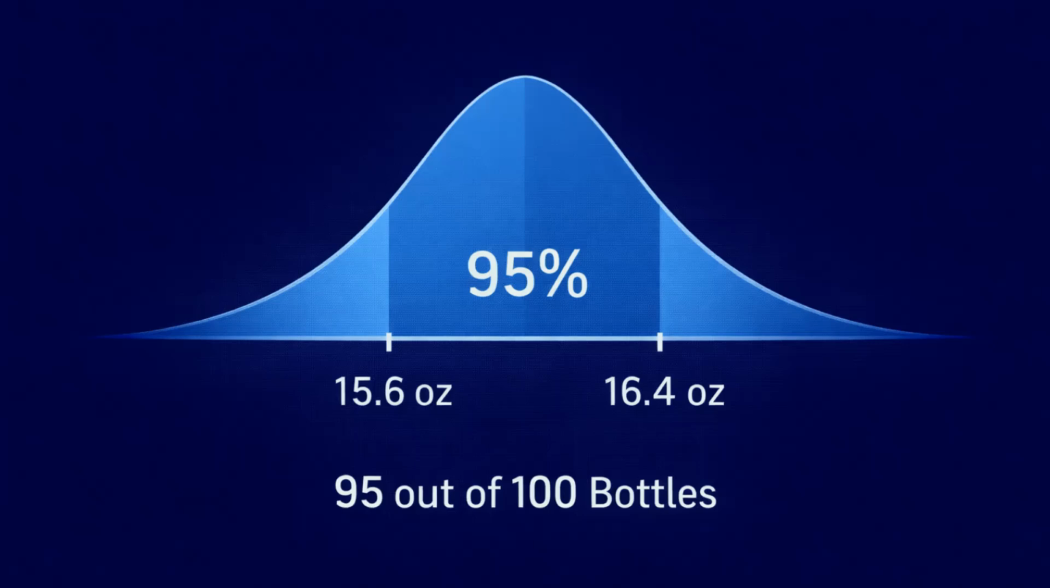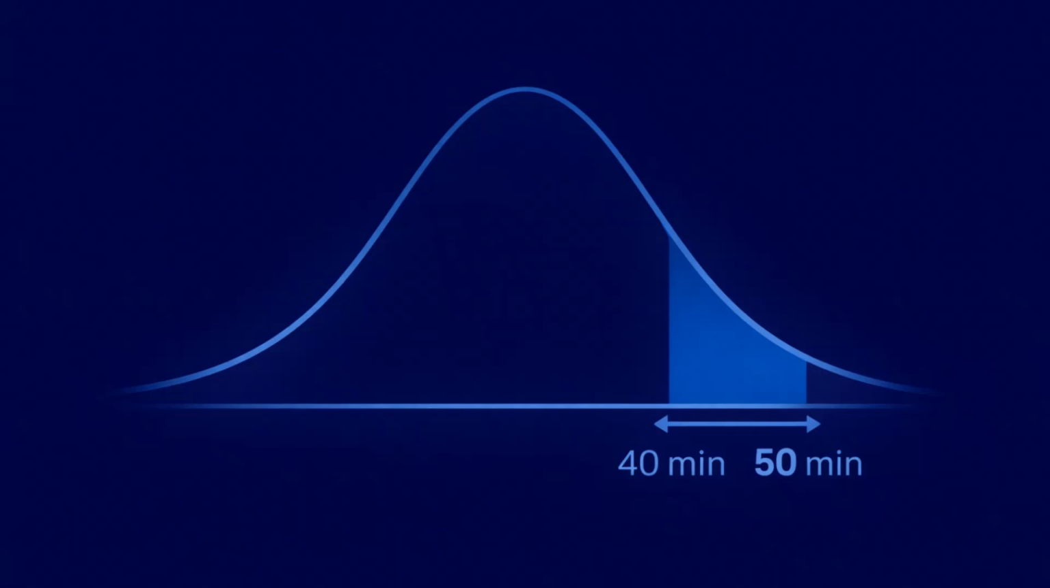Interpreted in real terms, that means about 95 bottles out of 100 are expected to meet the contract requirement. The manager would interpret that as meeting the requirement, but with little room for increased variability. The probability becomes a tool for monitoring process stability. Now consider another normal example.